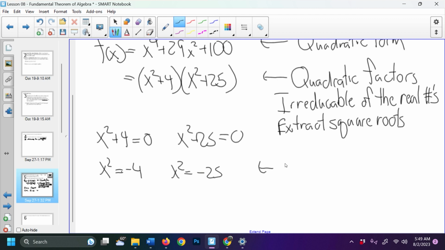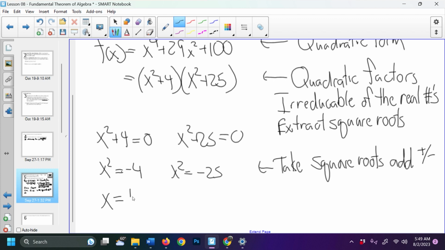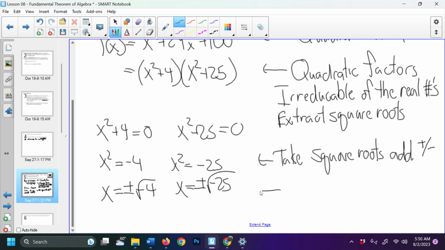And again, take square roots. And I can't stress enough, because students miss this all the time, we have to add plus or minus every time we take a square root. So I'll have x equals plus or minus the square root of negative 4, and x equals plus or minus the square root of negative 25.